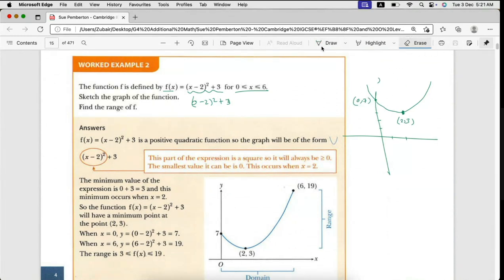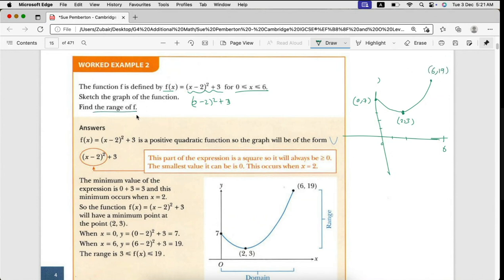No intersection on the other side. And then the graph was from x is 0, so we should draw till 0 and not beyond that. And started from 0 and is moving all the way up till 6. So when we substitute 6, that is 6 minus 2 is 4, 4 square 16, 16 plus 3 is 19. So at 6, this is 19.